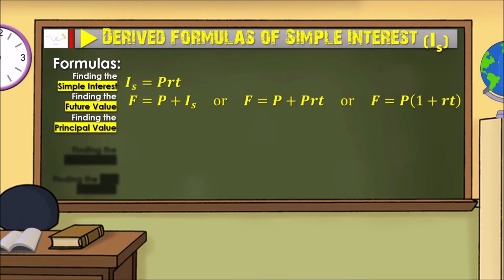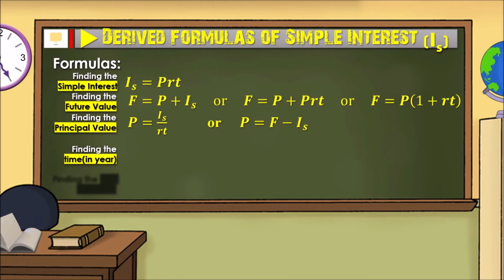For finding the principal value, we have the formulas. Principal value is equal to the quotient of the simple interest and the product of its rate and time. Or you can use principal value is equal to the difference of future value and the simple interest. Finding the time in years, we have time is equal to the quotient of simple interest and the product of principal value and its rate.